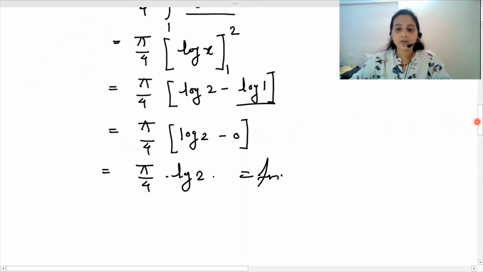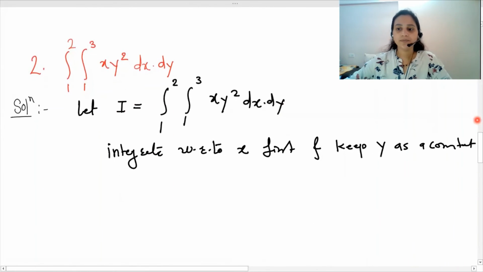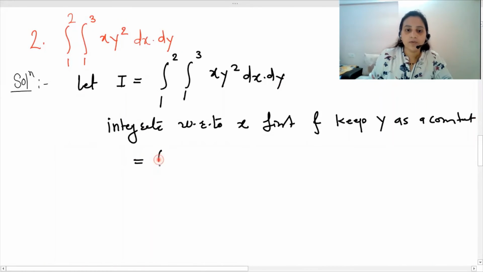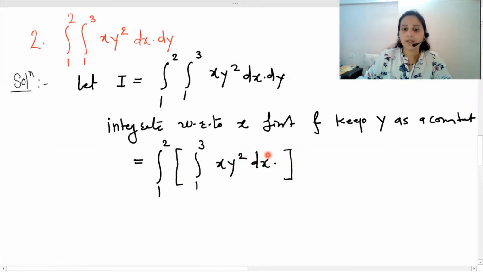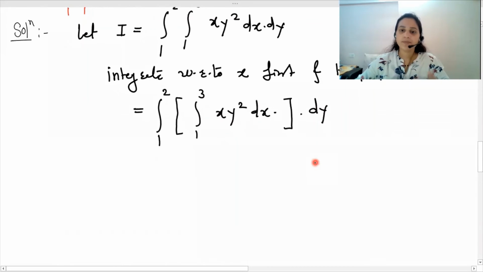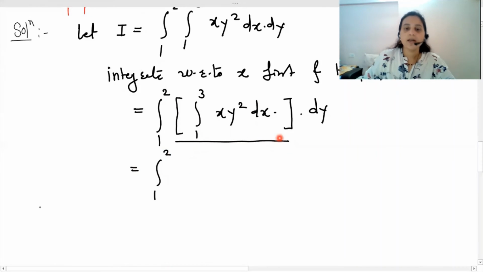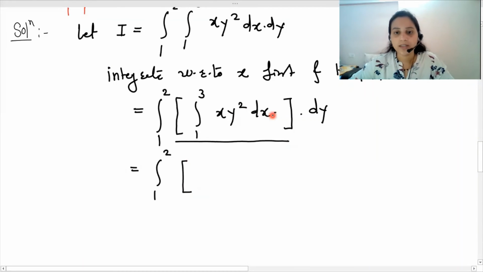Next, we are going to put the bracket, integration 1 to 3 x y square dx, as we are going to integrate with respect to x, and outside of this bracket we write dy. Now next step, we have to integrate this bracket quantity, x into y square with respect to dx. As we have written here, y is a constant, right?